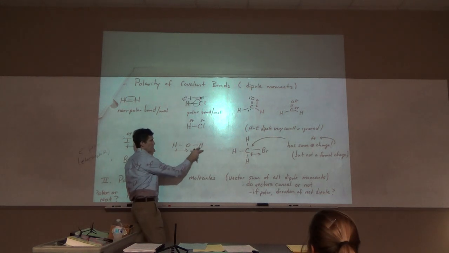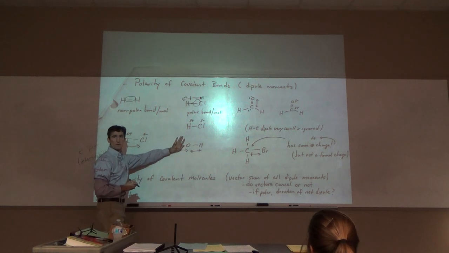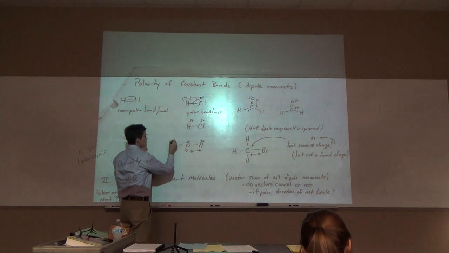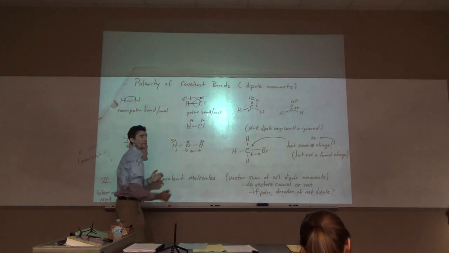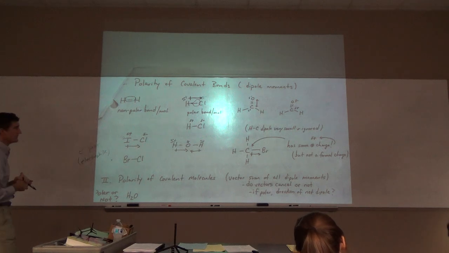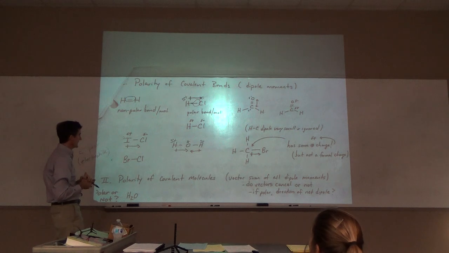Water. You've got two bonds. The OH is certainly polar. There's a big enough electronegativity difference. Oxygen's more electronegative. It pulls, leaving this partial minus and partial plus. Same thing over here. So the two hydrogens have partial plus, and then the oxygen has negative character.